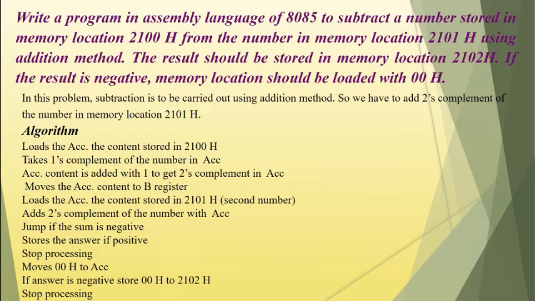If the addition of these two numbers generates a negative sum, then we have to jump to some other memory location in order to move 00 to the accumulator and store 00 from the accumulator to 2102H. But if a positive sum is generated out of the earlier addition, in that case we have to move the answer to the accumulator and the answer is to be stored in 2102H, which is the specified memory location.